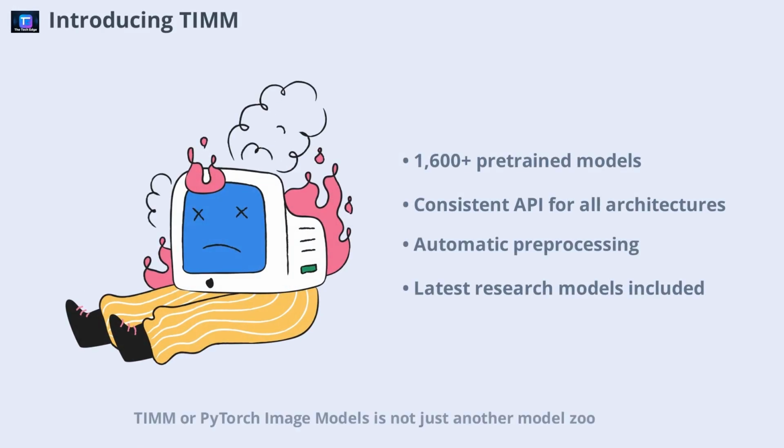TIMM, or PyTorch Image Models, is not just another model zoo. Created by Ross Wightman, TIMM offers over 1,600 pre-trained image models with a consistent, beautifully designed API. It's the library that makes you wonder how you ever managed without it.